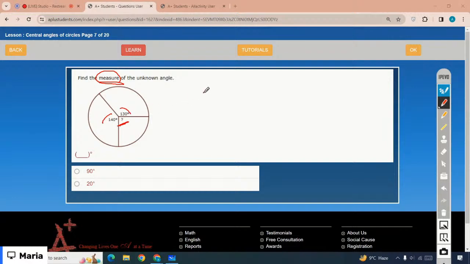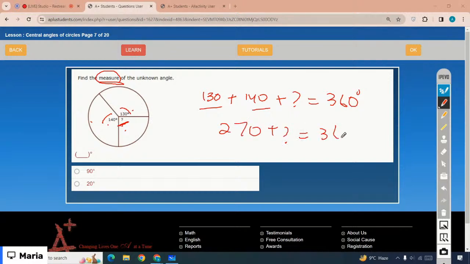So how do you find it? We know that the sum of all the angles in a circle must be 360 degrees. So just add the two, 130, 140, and the missing angle. That means the sum of all three angles, the two given and the one that is not given, must equal 360 degrees, right? So 130 plus 140 is 270.